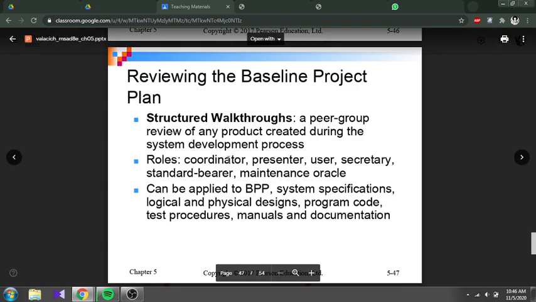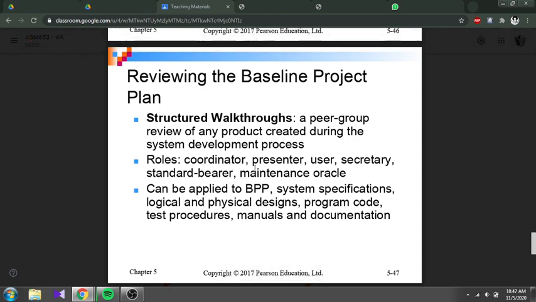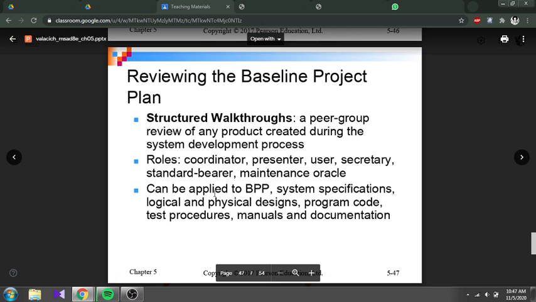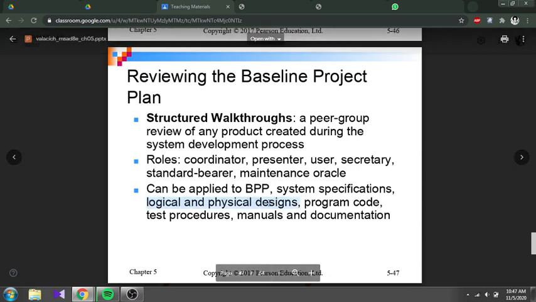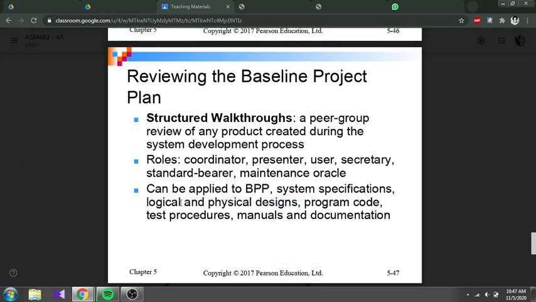Okay, reviewing the baseline project, we have the structured walkthrough. I think this structured walkthrough is a peer group review of any product created during the system development process. This group will be the coordinator, presenter, user, and also the secretary, standard bearer, and maintenance oracle. Maintenance oracle is related to database, and it can be applied to the baseline project plan, system specification, and logical and physical designs. Okay, let's go through this one. What is logical and physical? Logical is the schematics, the drawing and so on, which is a software plan of your system. The physical design is something that we can test on.